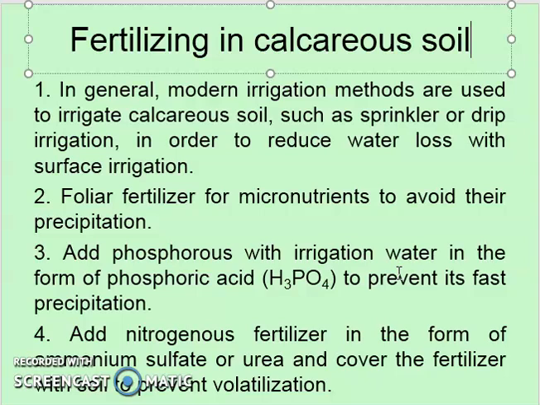The third is adding phosphorus with irrigation water, which is called fertigation, in the form of phosphoric acid. Why phosphoric acid? Because the condition in calcareous soil is alkaline, and you need to decrease the pH. So it's usually preferred to use phosphorus in the form of phosphoric acid, H3PO4.